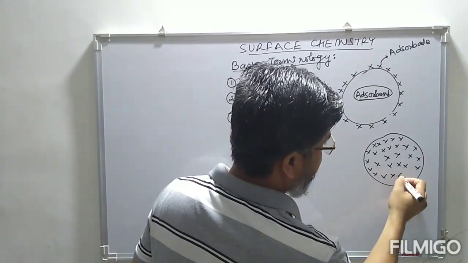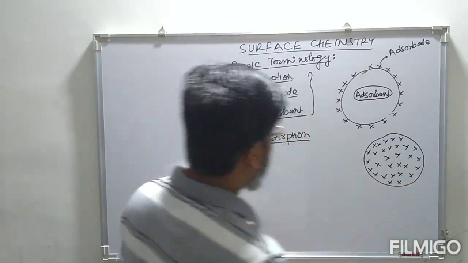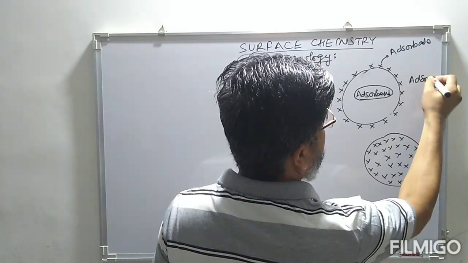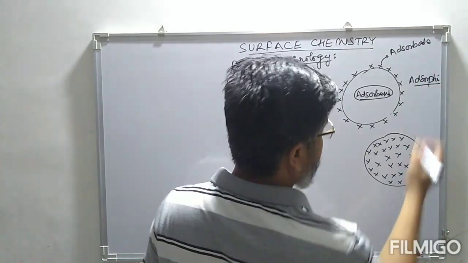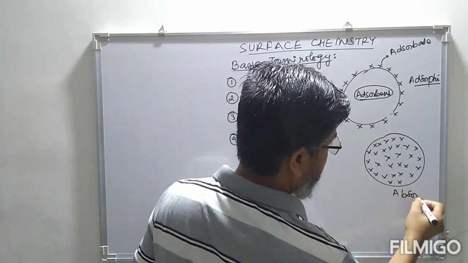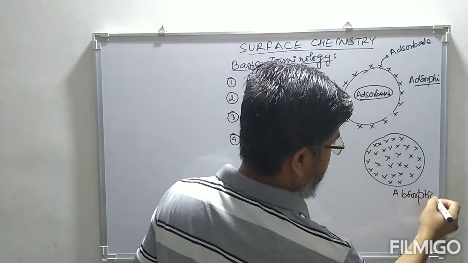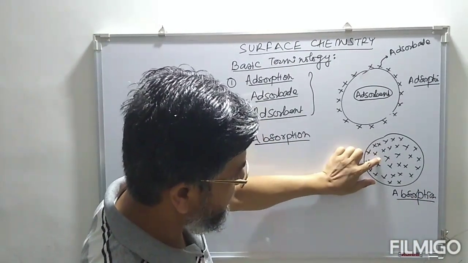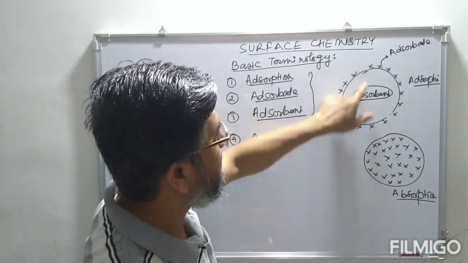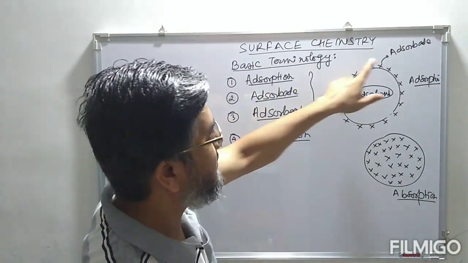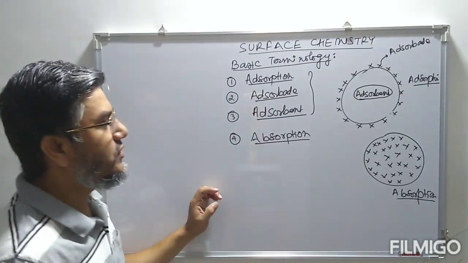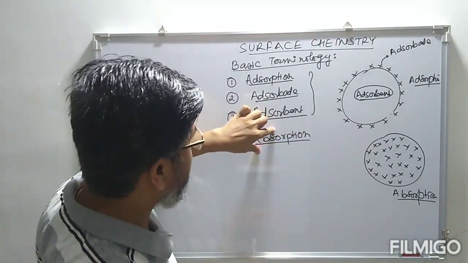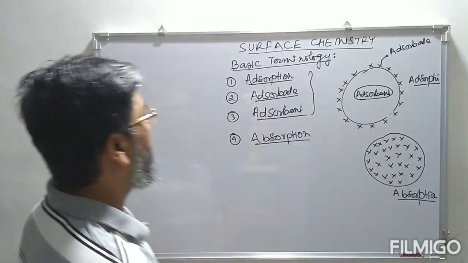So basically, this is the difference between absorption and adsorption. This is adsorption, this is absorption. In absorption, molecules are uniformly distributed inside the bulk. In adsorption, molecules are distributed only at the surface of the adsorbent. So this is absorption, this is adsorption.